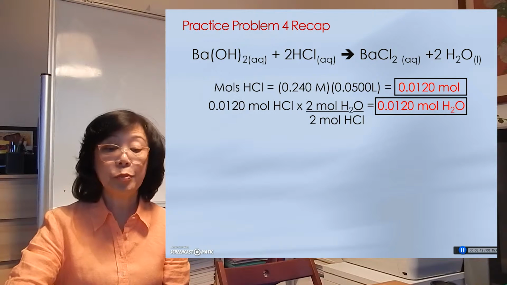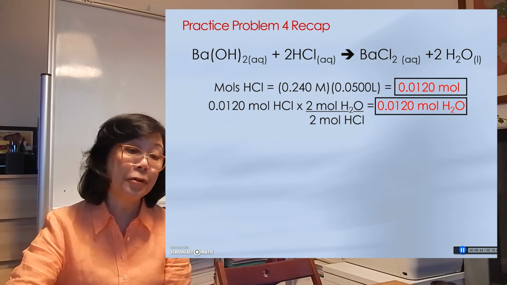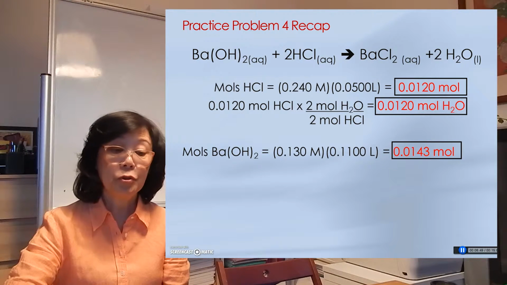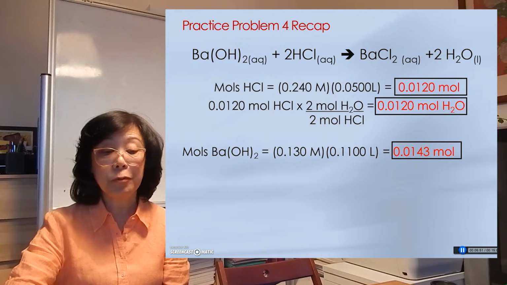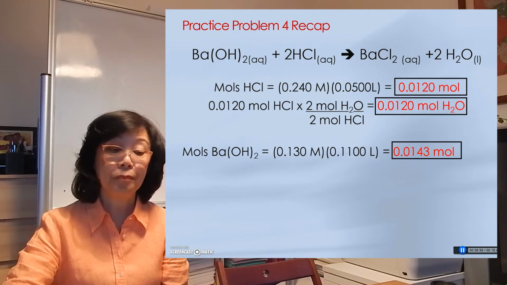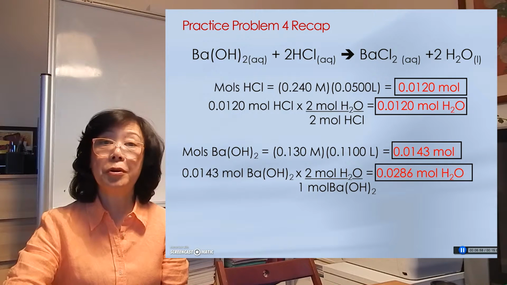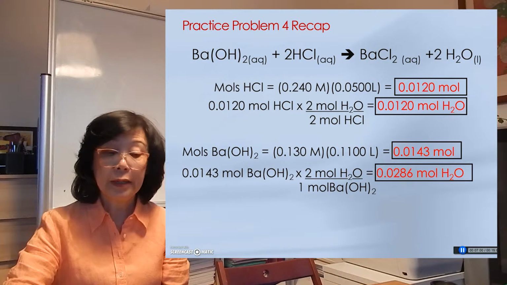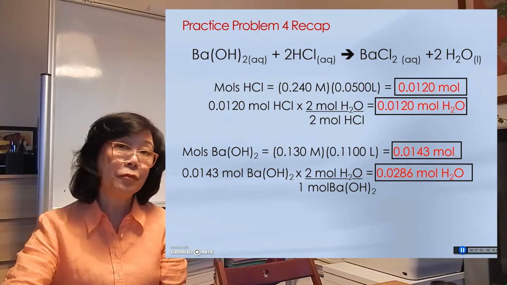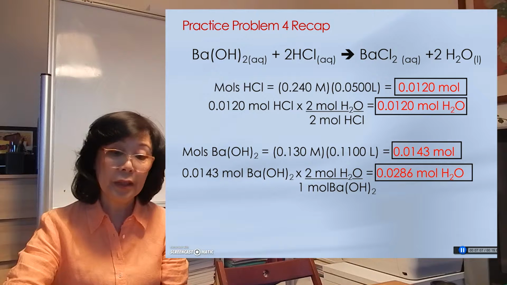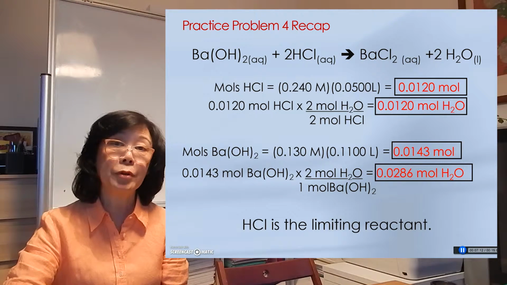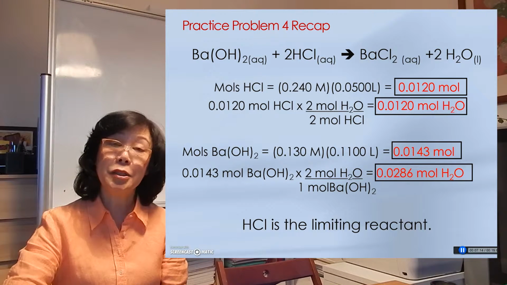Now that should produce 0.0120 mole of water. Now I go to the moles of barium hydroxide, which is 0.13 molar times 0.1100 liter. That would yield 0.0143 mole. And converting it into moles of water using a mole ratio of 2 to 1, I now obtain 0.0286 moles of water. I do this because I want to find out which is the limiting reactant, and based on this I can conclude that hydrochloric acid is my limiting reactant because it produces less moles of water.